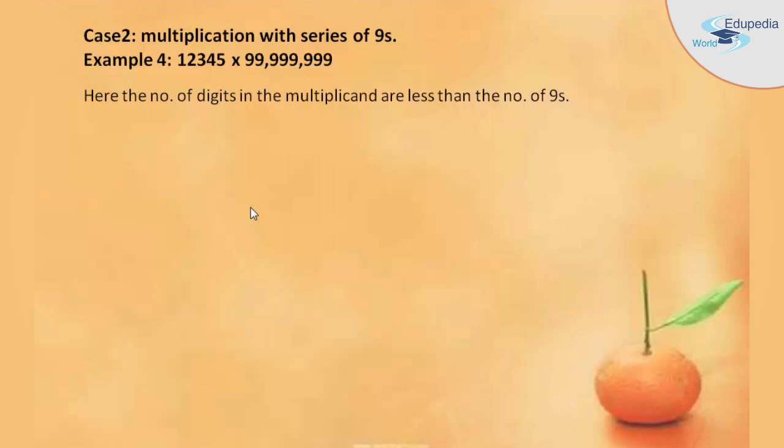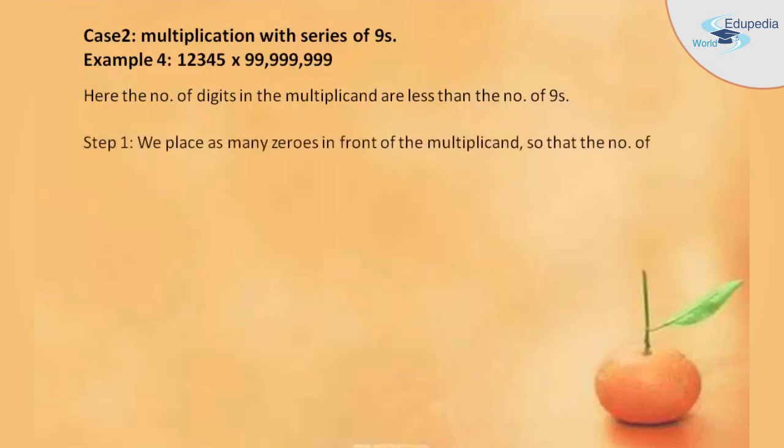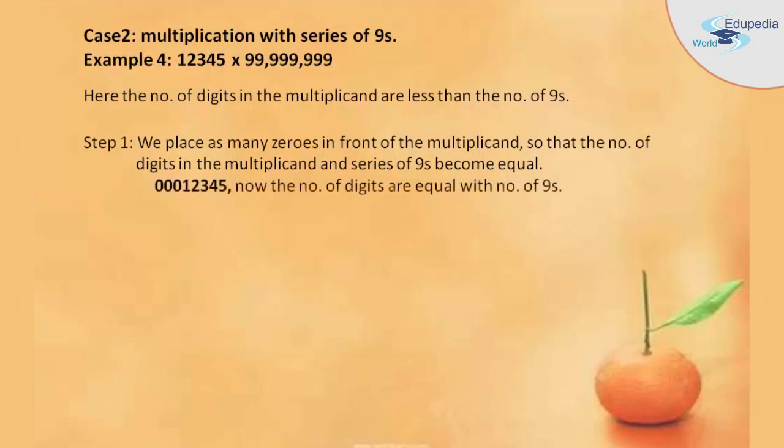The first step of the case number 2 shortcut tells you that we have to place that many zeros in front of the multiplicand in order to make the number of digits in the multiplicand and the number of 9s in the series of 9s equal. So for that purpose, I am going to place 3 zeros in front of the multiplicand, that is 1, 2, 3, 4, 5, so that the numbers become equal.